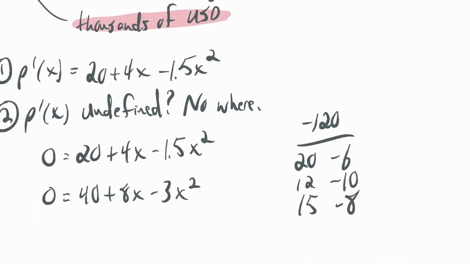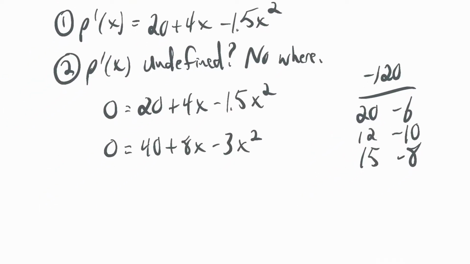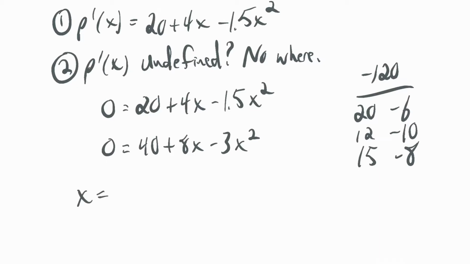Since I picked these numbers randomly, these coefficients, this is not going to factor out nicely. So at least if it does, I'm not seeing it. So let's go ahead and use the quadratic formula. So x equals negative b plus or minus the square root of b squared minus 4ac all over 2a.